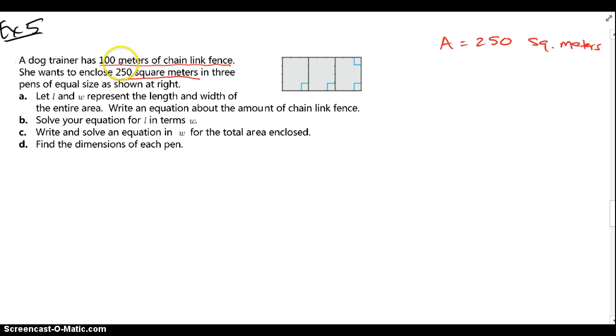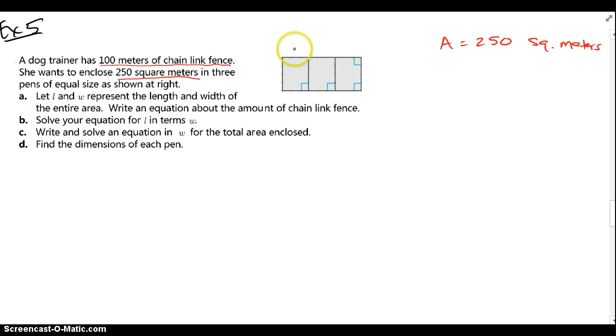And then the perimeter really, along with the middle sides, is how much the 100 meters of chain is going to go to. So I made a note of the area. The perimeter is all the way around. However, this problem doesn't only have material all the way around, there's also stuff in the middle that the 100 needs to be covering. Part A says let L and W represent the length and width of the entire area.